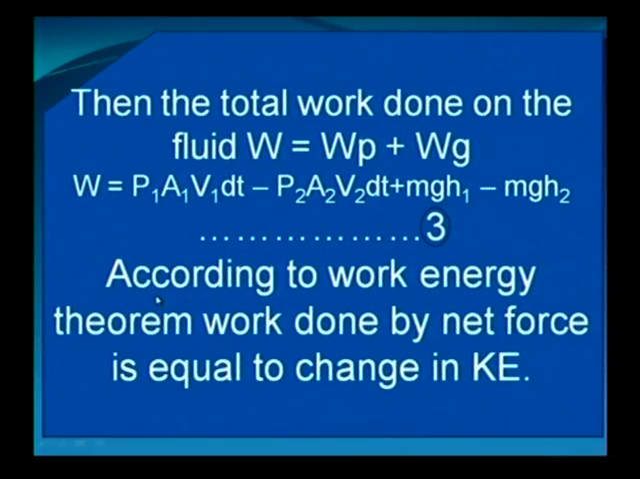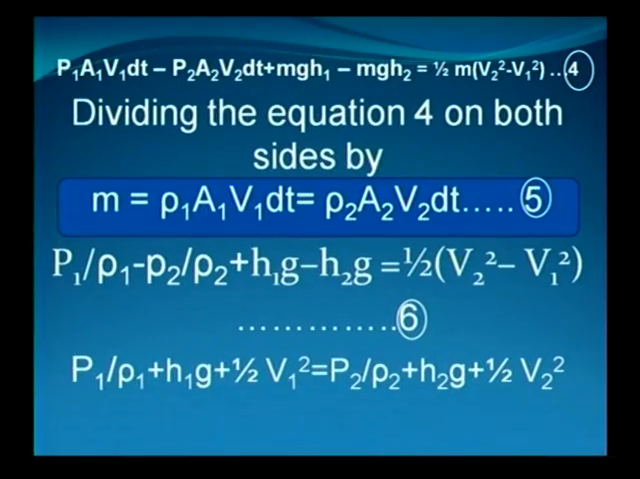We know that according to the work energy theorem, work done by net force is equal to change in kinetic energy. If we equate equation number 3 with kinetic energy, then we get P1 A1 V1 dt minus P2 A2 V2 dt plus mg h1 minus mg h2 equals half m into V2 square minus V1 square. Let it be equation number 4.